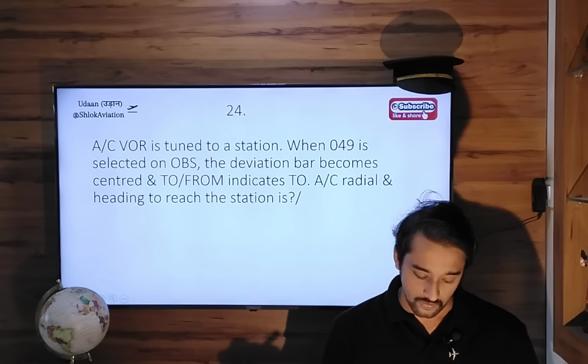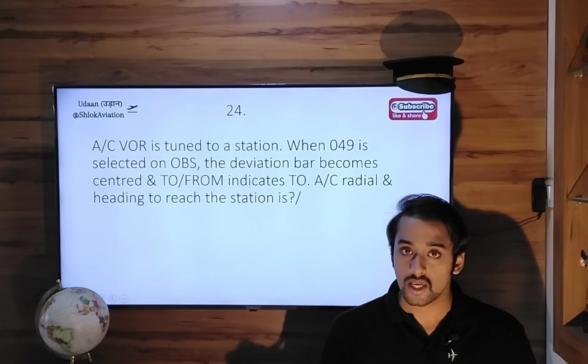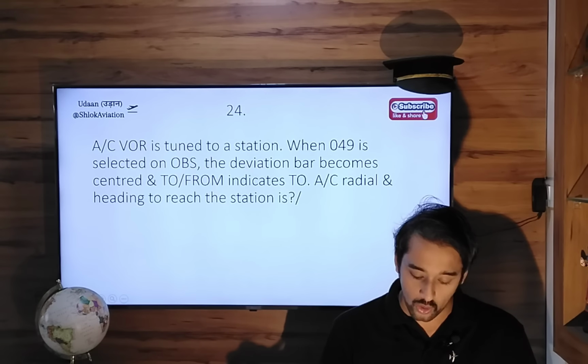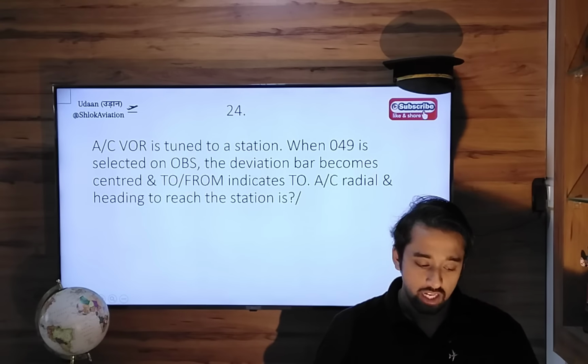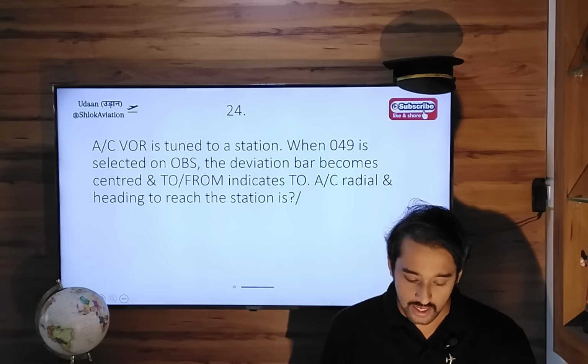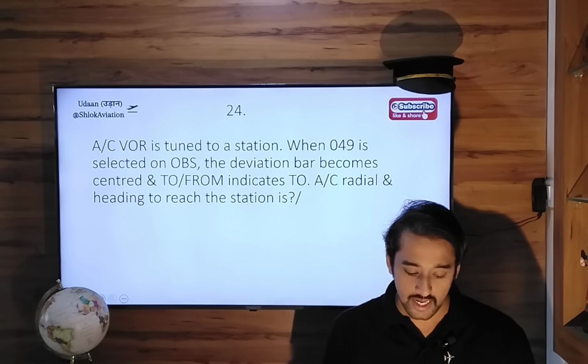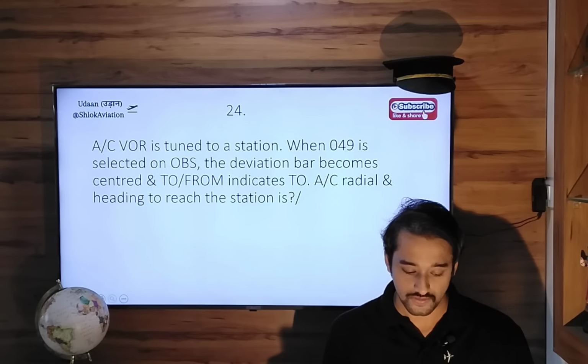Question 24. Aircraft VOR is tuned to a station when 049 is selected on OBS. The deviation bar becomes centered and to and from indicators indicates to. Aircraft radial and heading to reach the station is what?